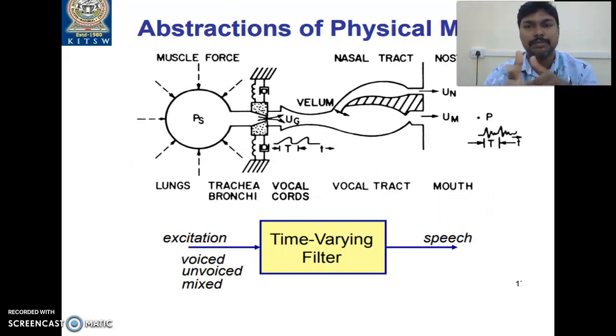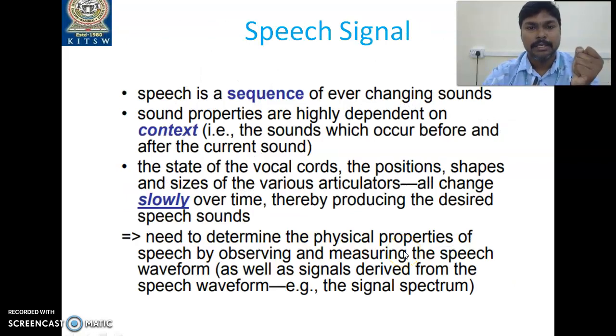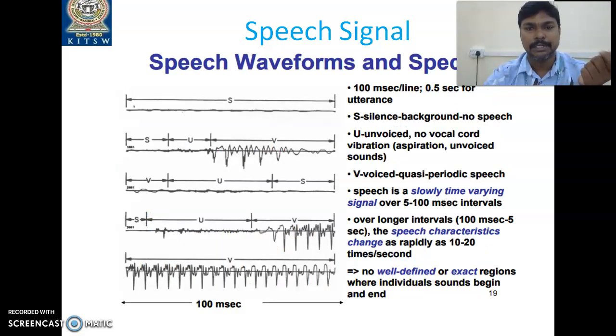And this is an abstraction of the physical model, which we also clearly saw in the previous video: the time varying filter. This time varying filter is nothing but your vocal tract parameters. Whatever specification we consider for the time varying filter is nothing but the vocal tract. And there is an excitation and the speech. Speech is a sequence of ever-changing sounds. We also know about all these things. This is a brief introduction related to the speech signal. The speech waveforms were also clearly seen in the previous video. There are three important identifications we can easily get from the signal: silence, voiced, and unvoiced.